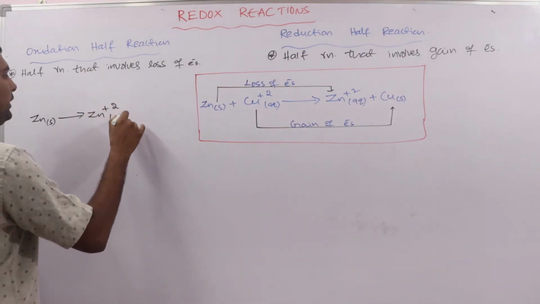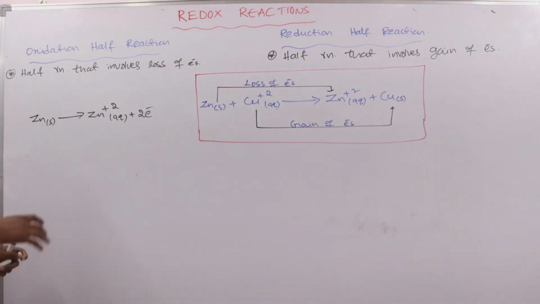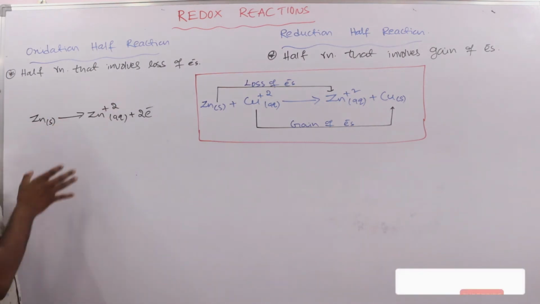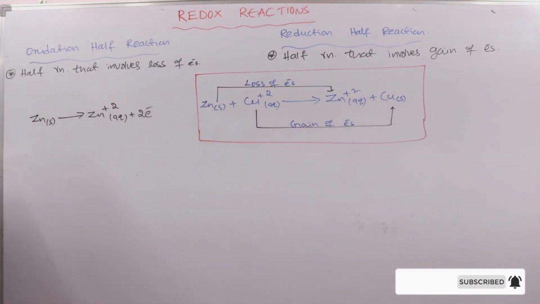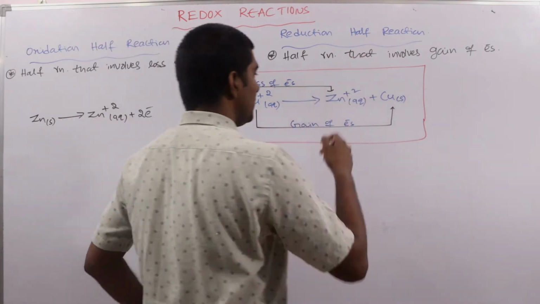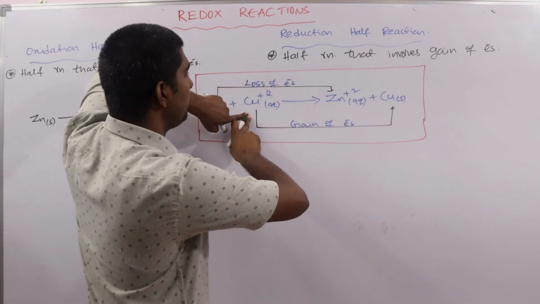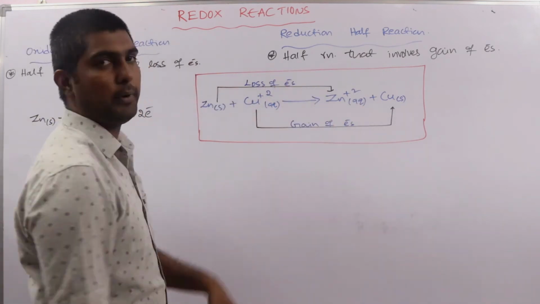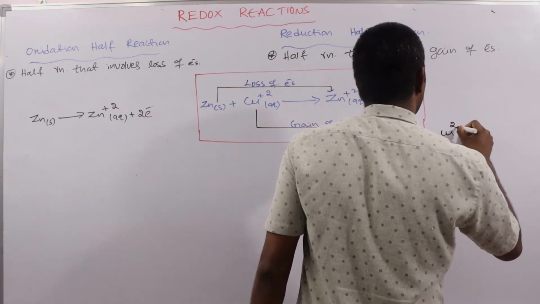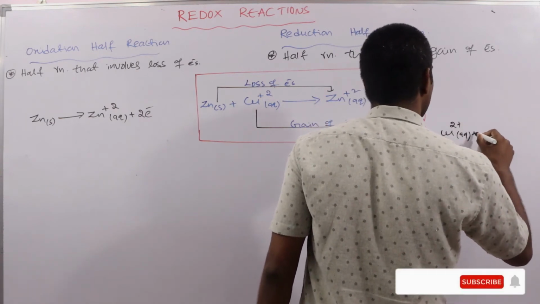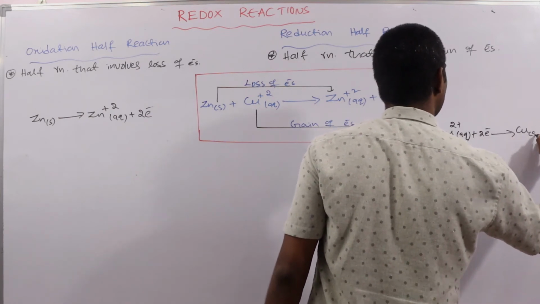Zn to Zn2+ plus 2 electrons. Okay, so now see, this is the half reaction which involves loss of electrons. Yes or no? Zinc to zinc 2+, and 2 electrons are released. And the reduction half reaction, how can we write? See here, copper 2+ is changing to copper. Yes or no? So this we can write Cu2+ plus 2 electrons, we get Cu.